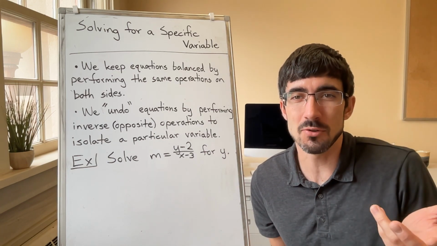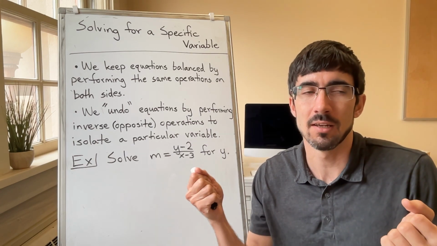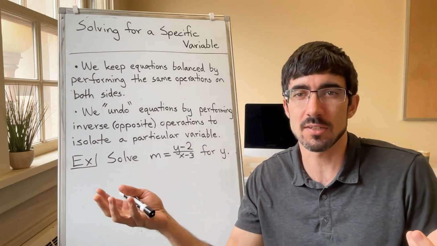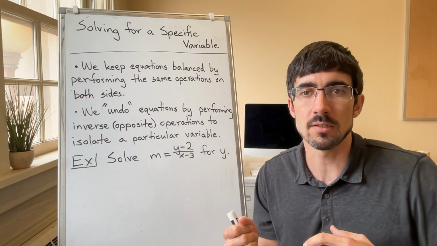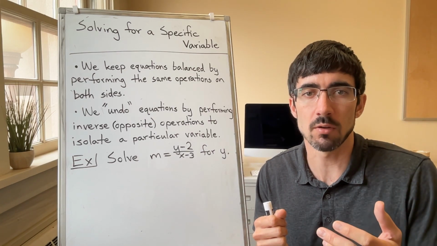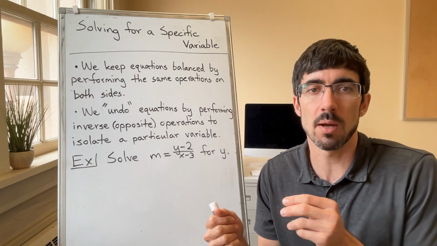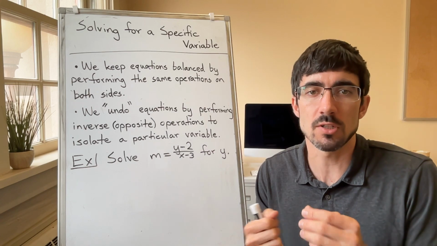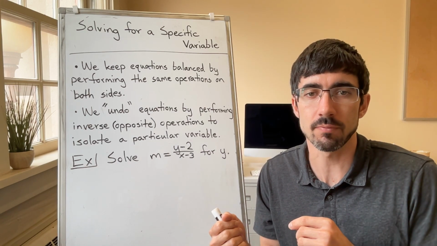If I add 2 to one side of the equation, I have to add 2 to the other side. If I divide one side of the equation by 3, I have to divide the other side by 3 to keep it balanced. The second rule is more of a strategy for solving, or the goal of solving equations. We undo equations by performing inverse or opposite operations in order to isolate a particular variable and solve the equation.